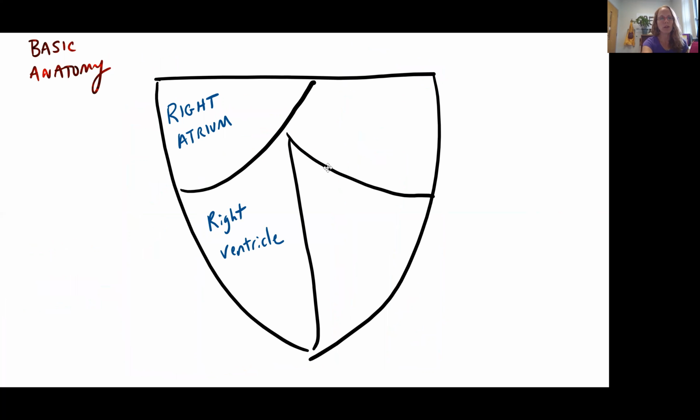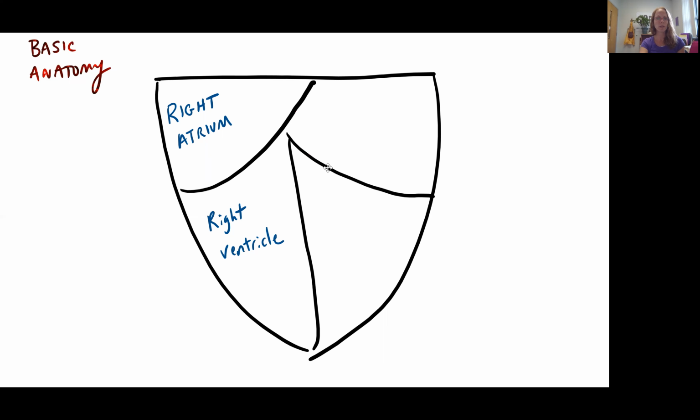Here's my basic drawing of the heart. So our heart consists of 4 chambers. The top 2 chambers are referred to as atria, or the singular form of the word is atrium. And then the bottom 2 chambers are called ventricles. And we do see that the sides are described as right and left.